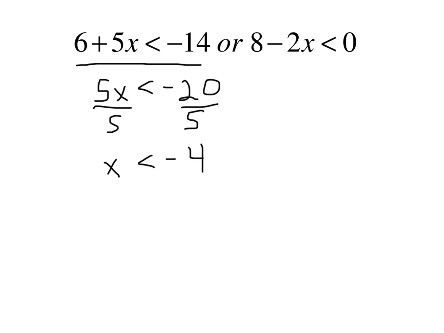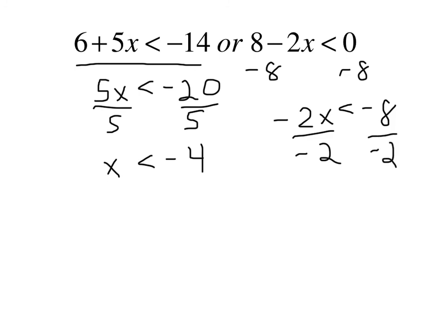Our next inequality, we want to subtract 8 from both sides. We get -2x is less than -8. Divide both sides by -2. What happens when you divide by a negative number? Whenever you divide by a negative number, you reverse the direction of the inequality.